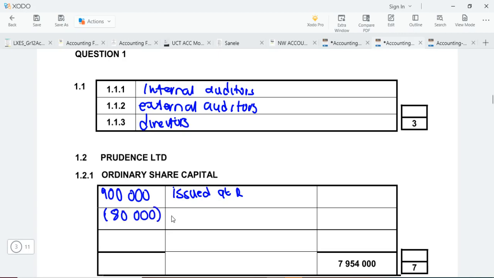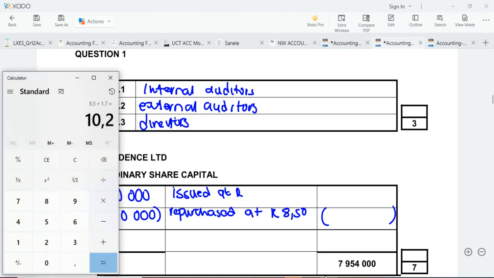purchased. Okay, here I'm going to say shares repurchased. We're going to say now 80,000 multiplied by 8 rand 50, and then it will give us the total repurchased price, using the average share price. So 80,000 multiplied by 8 rand 50, we're getting 680,000.